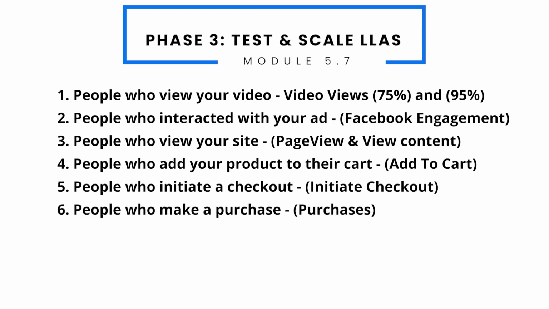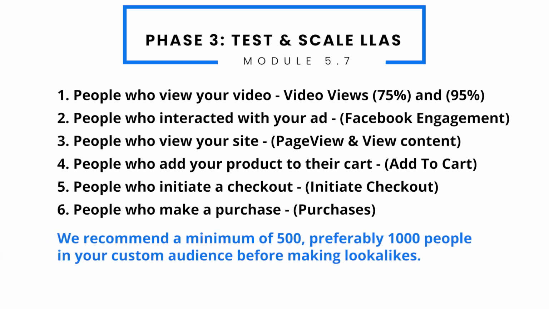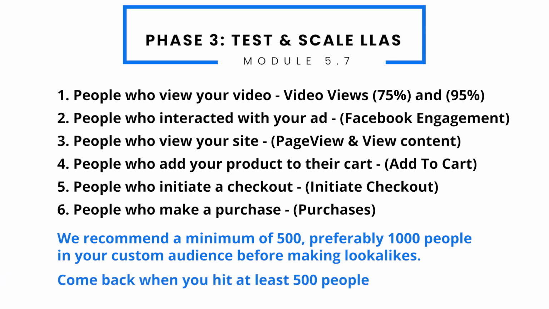Now, the reason we recommend testing lookalikes in this order is because we recommend a minimum of 500, preferably 1,000 people in your custom audience before making lookalike audiences. And the top of the funnel will reach the minimum requirements the fastest, and the bottom will reach the requirements the slowest. Now, if you haven't hit the minimum requirements, then I recommend spending a bit more time and coming back until you hit at least 500 people in your custom audience.